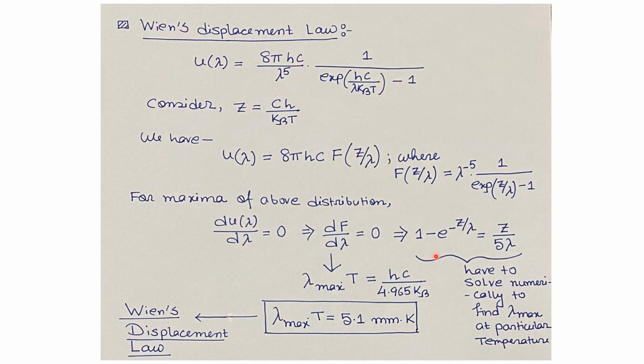So this equation will give the solution lambda max times T equals hc divided by 4.965 kB. Here kB is the Boltzmann constant. So if we just put the value of Planck's constant h and the value of c, that is the speed of light, then we will get lambda max times T equals 5.1 millimeter Kelvin. So if we notice, this is a hyperbolic equation. It tells us that the maximum wavelength is varying with temperature inversely, and this relation is known as Wien's displacement law.